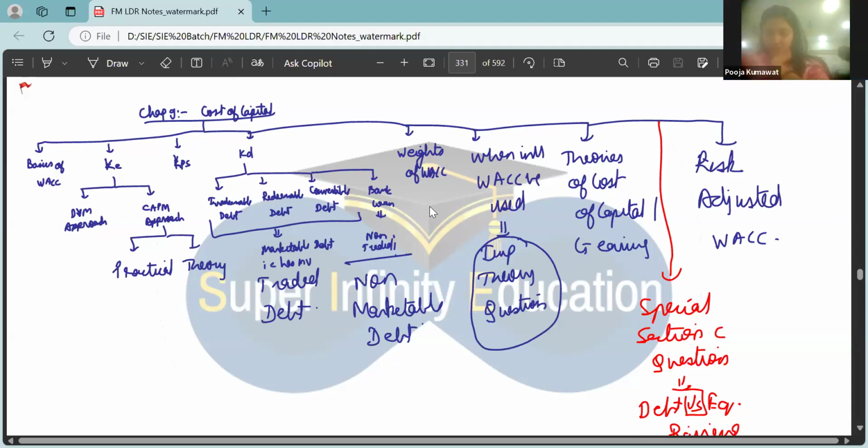What weights of WACC used to be used? Question very important from exam point of view, right? Comes up in a lot of exams. When will WACC be used, right? Or when can WACC of an existing project, right, be used, correct? Tell me, WACC be used for new project, existing WACC for new project, correct? Theories of cost of capital or gearing, correct? The three theories that are there, and then you have a special section C question, and then at the end you have a risk adjusted WACC.